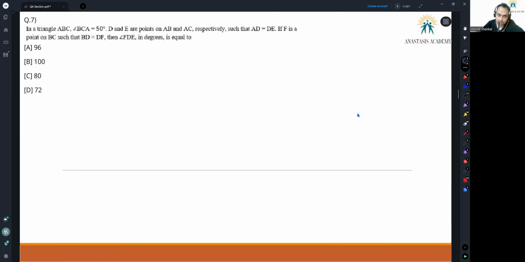In a triangle ABC, angle BCA is 50. This is A, this is B, this is C, angle BCA is 50. D and E are points on AB and AC. D is here, this is D, this is E, such that AD is equal to DE. This length and this length are identical.